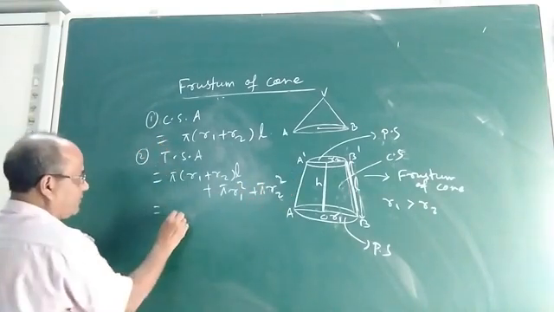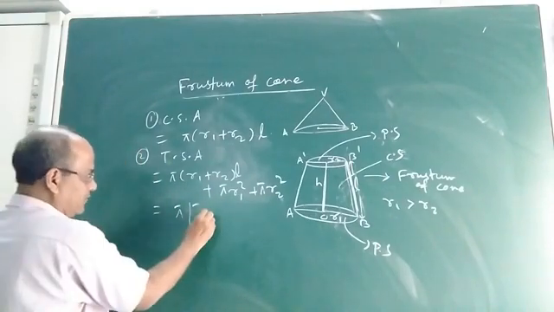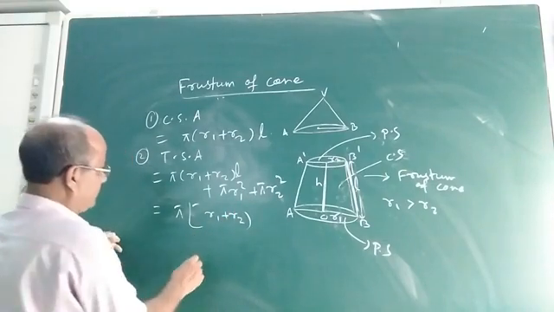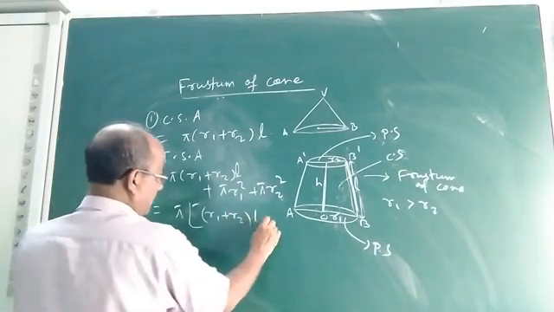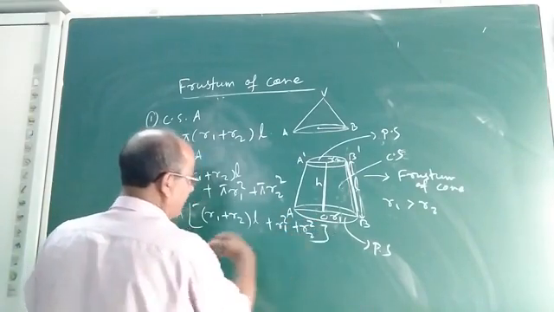Now you can take pi common out of these three terms. So it will be pi into (r1 plus r2) into L plus r1 square plus r2 square.